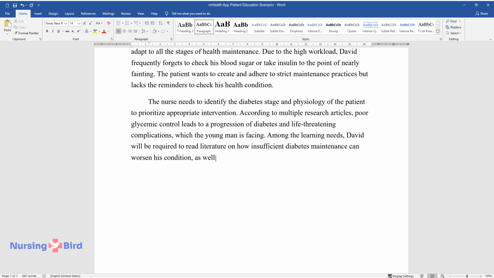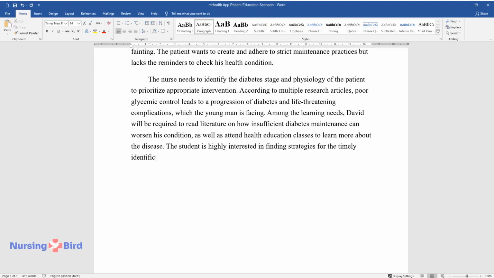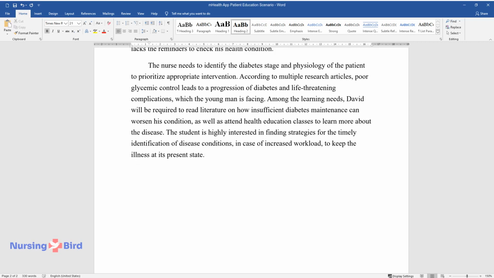Among the learning needs, David will be required to read literature on how insufficient diabetes maintenance can worsen his condition, as well as attend health education classes to learn more about the disease. The student is highly interested in finding strategies for the timely identification of disease conditions, in case of increased workload, to keep the illness at its present state.